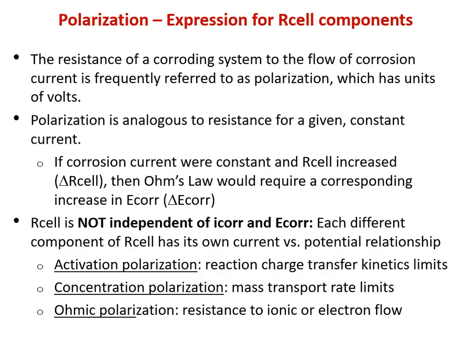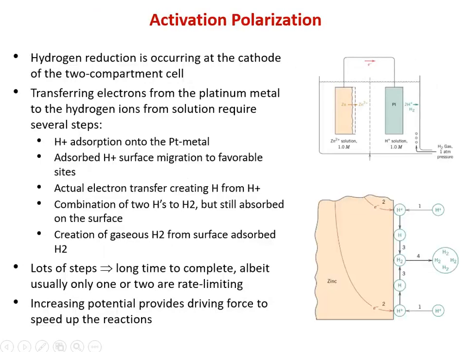So we're going to zero in on 3 of those series resistors and describe them in terms of their potential analog. And that's the resistance to charge transfer at the interface, which is called activation polarization. We'll look at the resistance to mass transport, very diffusional, so it's described by Fick's law, just like our carburization was, and that's called concentration polarization. And then we'll just look at pure electrical or ionic resistance to charge flow through a solution or through the metal, and that's called ohmic polarization.